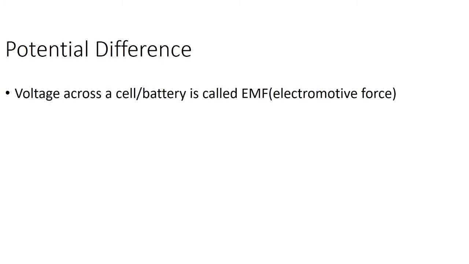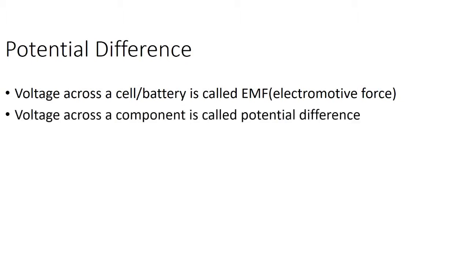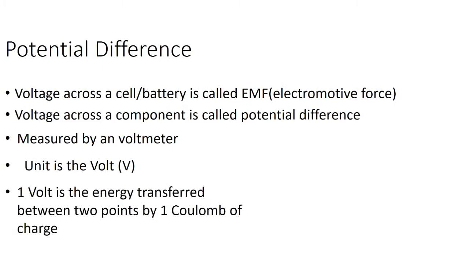Potential difference. The voltage across a cell or a battery is called the electromotive force. The voltage across a component is called the potential difference. It's measured by a voltmeter and the unit is the volt. 1 volt is the energy transfer between 2 points by 1 coulomb of charge. Here's a triangle.